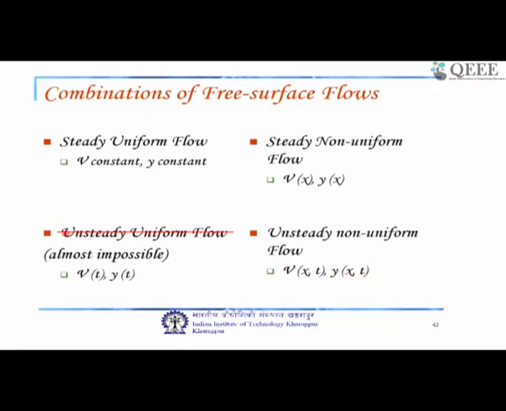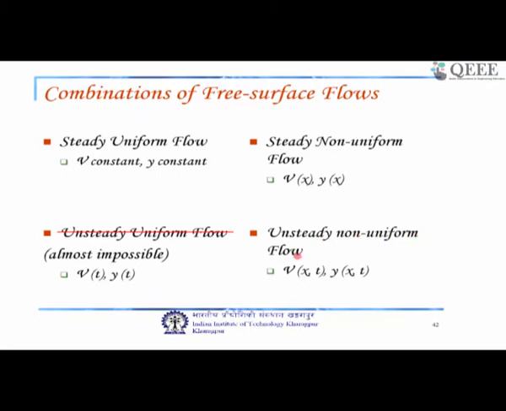But another case where we have this condition is unsteady uniform flow. Unsteady means there is variation in time, but no variation in space. This is almost impossible in case of open channel flow. That means V is only a function of time, V is a function of time, Y is a function of time.